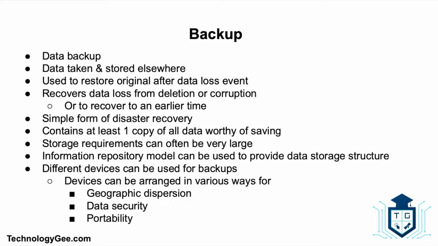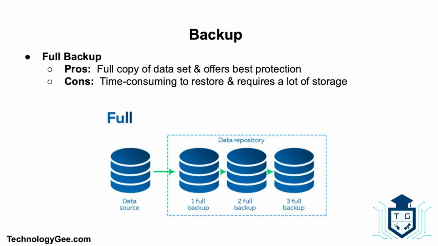A backup system contains at least one copy of all data considered worth saving, and the data storage requirements can be very large. An information repository model may be used to provide structure to the storage, and there are different types of data storage devices used for copying backups of data that is already in secondary storage onto archive files. There are also different ways these devices can be arranged to provide geographic dispersion, data security, and portability. And here are the various types of backups that you need to know to pass the Security SY0-601 certification exam.